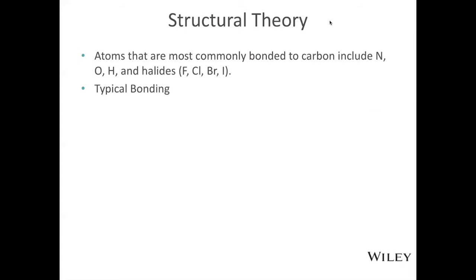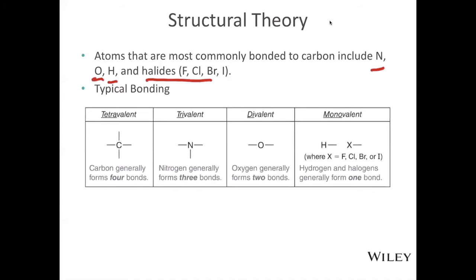So in organic chemistry, the atoms that are typically bonded to carbon include nitrogen, oxygen, hydrogen, and the halogens, fluorine, chlorine, bromine, and iodine. And the typical bonding is shown here. Carbon generally has 4 bonds. It is called tetravalent. Nitrogen typically has 3 bonds, and so it is called trivalent. Oxygen, 2 bonds, divalent, and the halogens and the hydrogen are monovalent, and they typically form 1 bond.